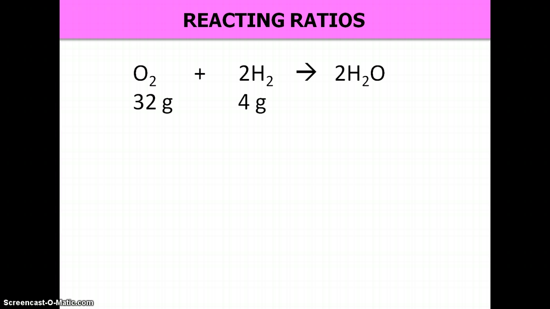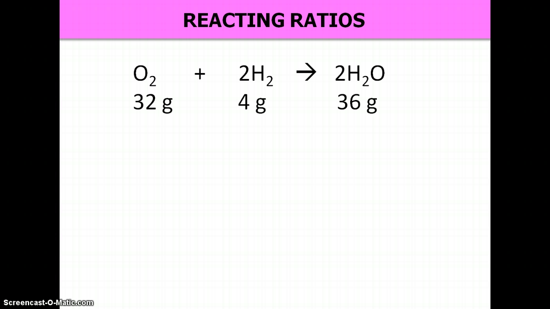And you know that mass is conserved in reactions, so the mass of the reactants equals the mass of the products, because the atoms don't disappear. We've got the same number and type of atoms on the left-hand side of the equation as on the right-hand side of the equation. So in theory, our products, our water, should weigh 36 grams. Now, the interesting thing is that the oxygen and the hydrogen will always react in this ratio.